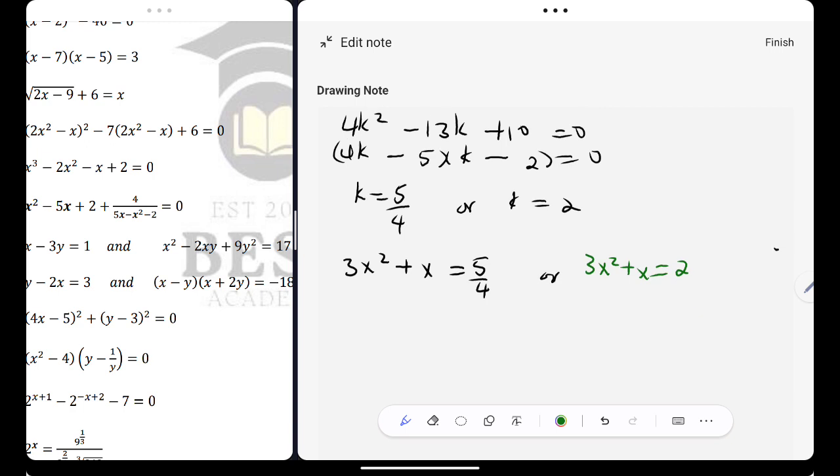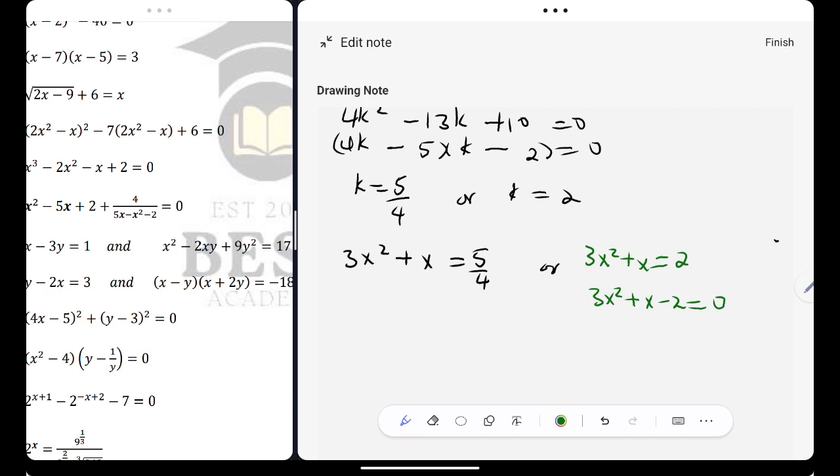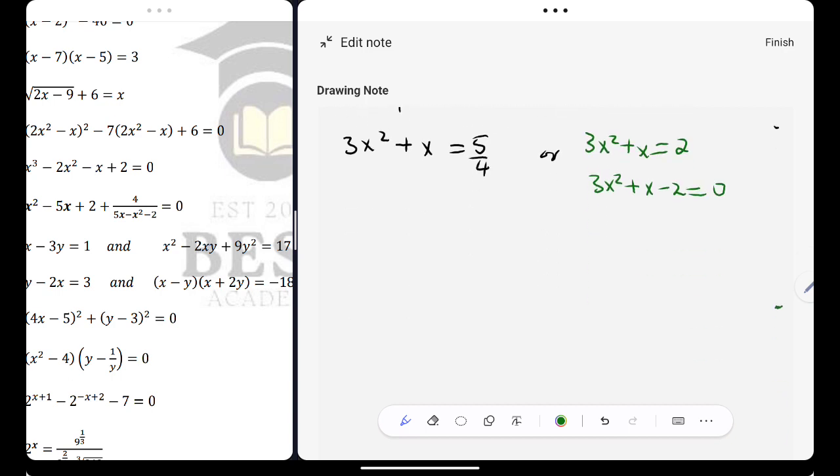Let me start with this one. Here I'll just have 3x squared plus x minus 2 is 0. Are you together? And then I'll factorize. I'll have 3x and 2 here, x and 1. I'll have a plus here and a minus. X is 2 over 3, or x is negative 1.